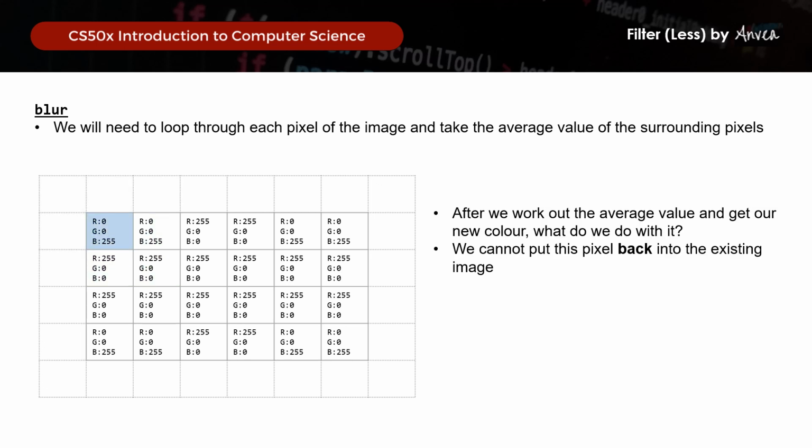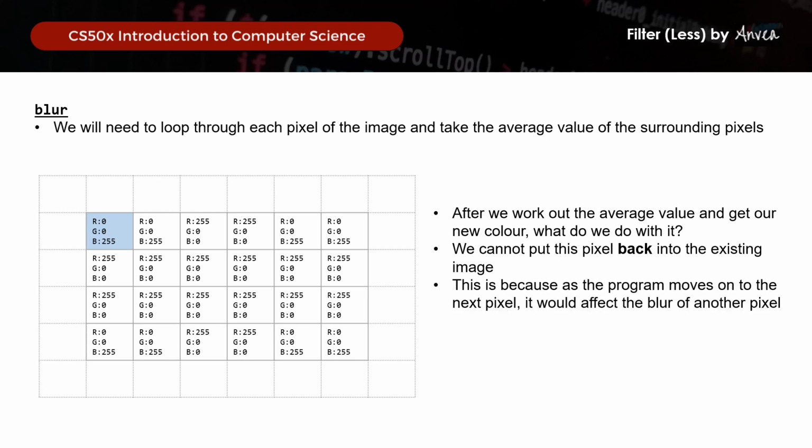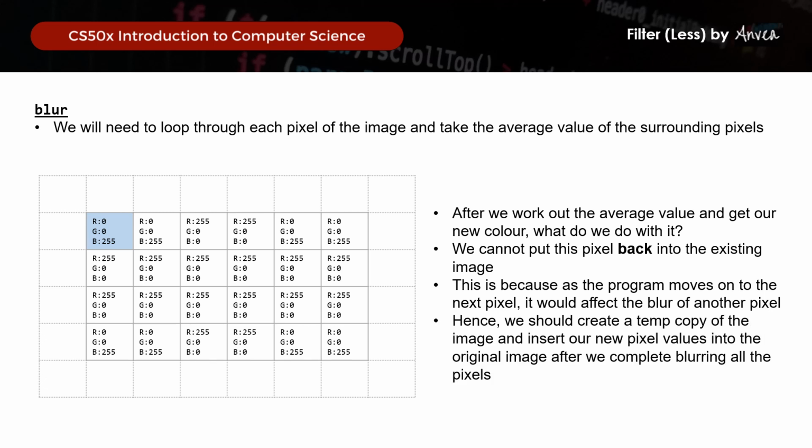it? We cannot put the pixel back into this original image because when our program moves on to the next pixel, it will actually end up factoring this new pixel as it calculates its average pixel value. So essentially, if you put your new pixel back into the original image, you will ruin the blur function as it goes through the rest of the image. So what we should do is create a temp copy of the image, park our new pixel values there, and insert these back into the original image after we complete blurring all the pixels.